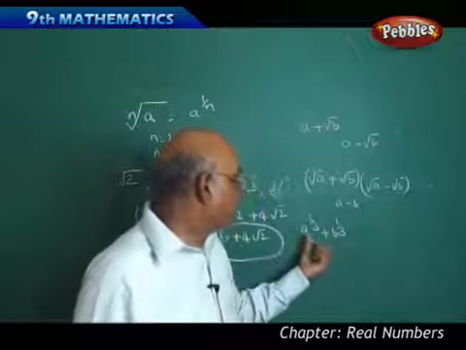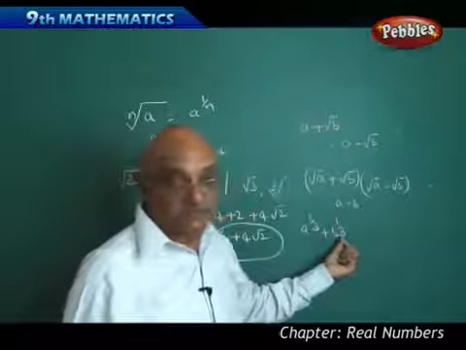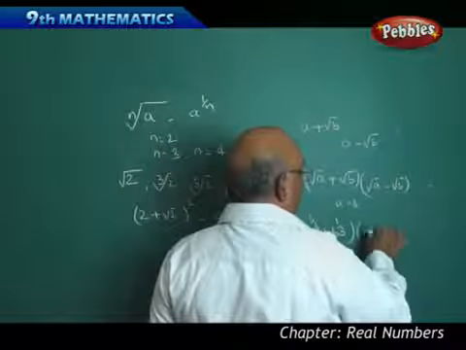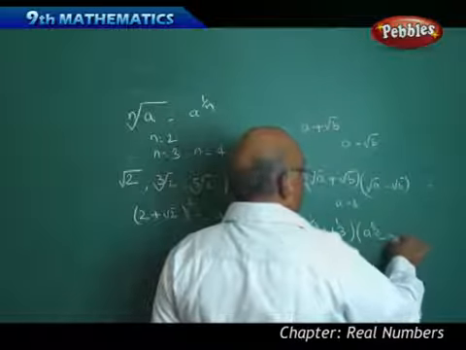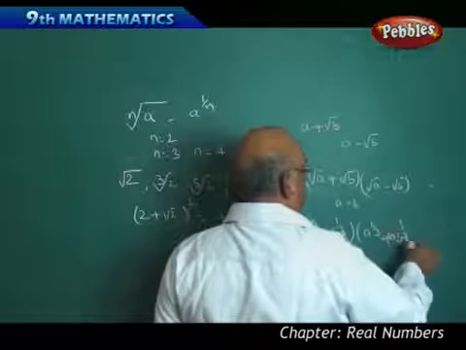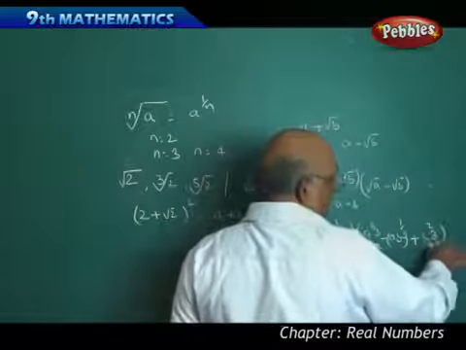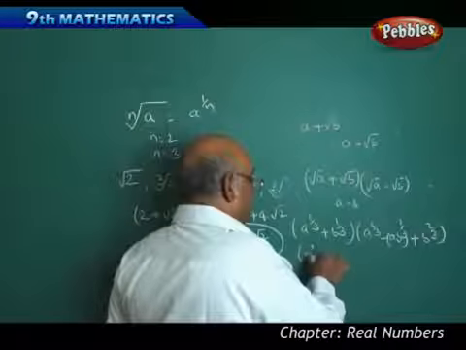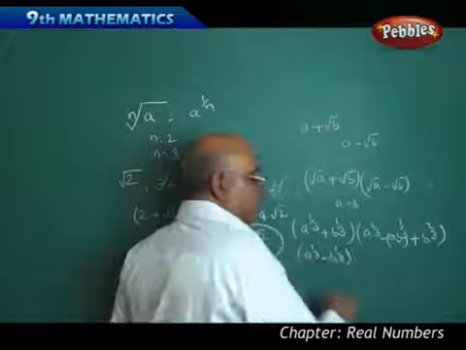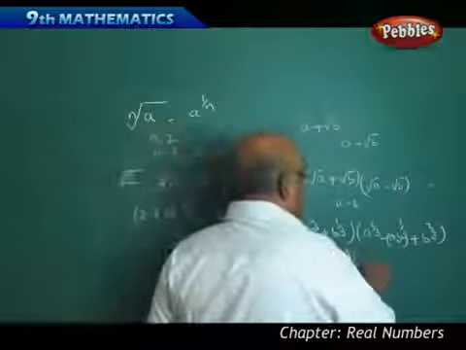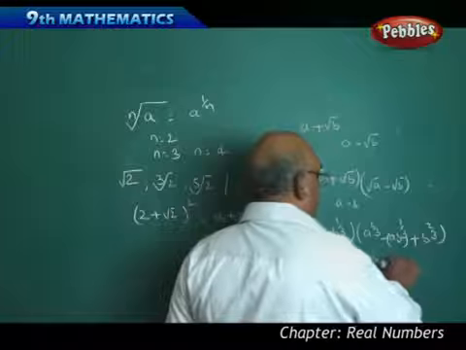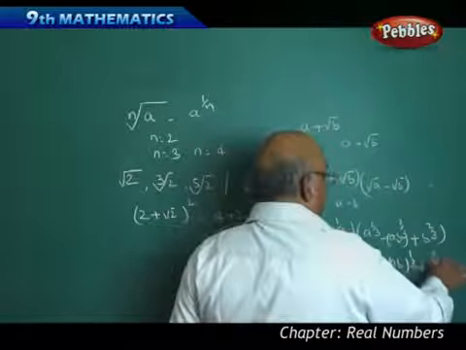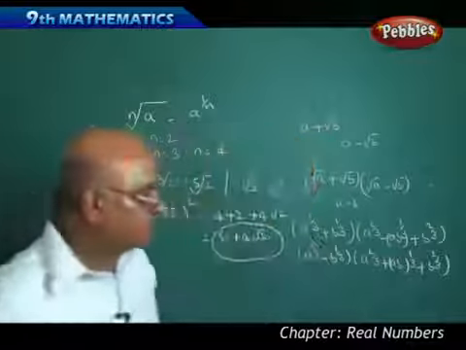In the same manner, if I take a to the power of 1 by 3 plus b to the power of 1 by 3, the rationalizing factor is a to the power of 2 by 3 minus a b to the power of 1 by 3 plus b to the power of 2 by 3. In the same manner, if I take a to the power of 1 by 3 minus b to the power of 1 by 3, the rationalizing factor will be a to the power of 2 by 3 plus a b to the power of 1 by 3 plus b to the power of 2 by 3.